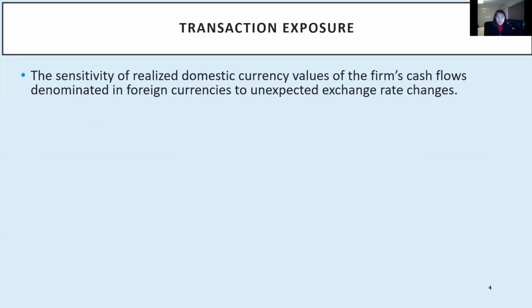So to define transaction exposure, this is the sensitivity of realized domestic currency values of the firm's cash flow denominated in foreign currencies to unexpected exchange rate changes, okay? So in other words, how much do your domestic proceeds or obligations change when you have a change in the exchange rate, okay?